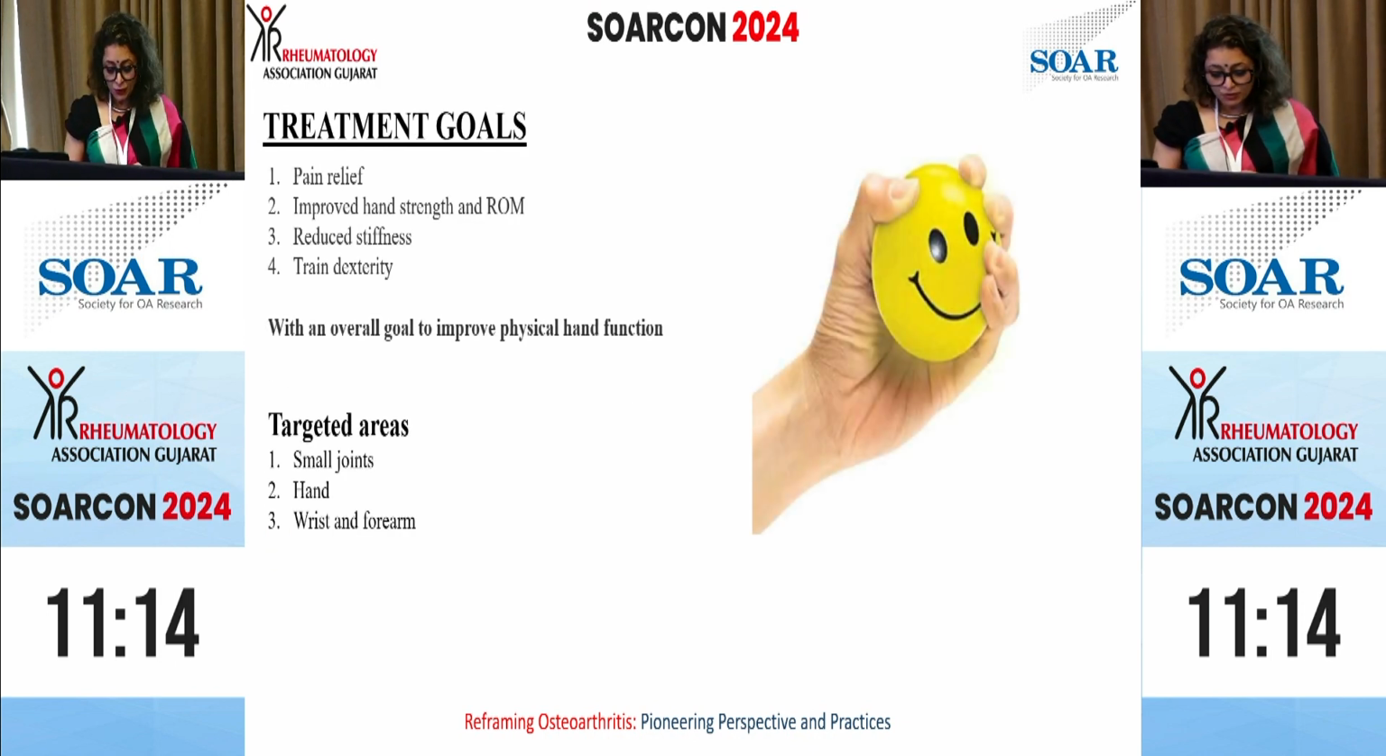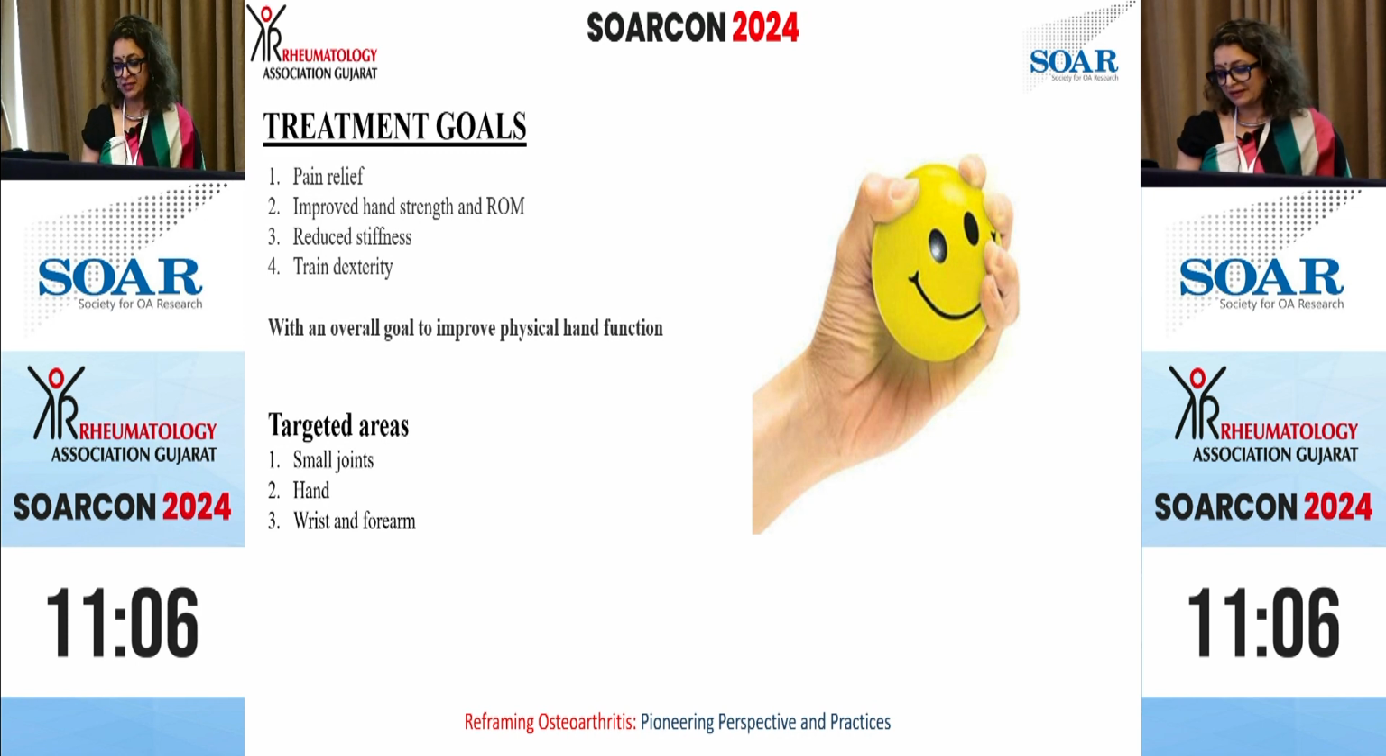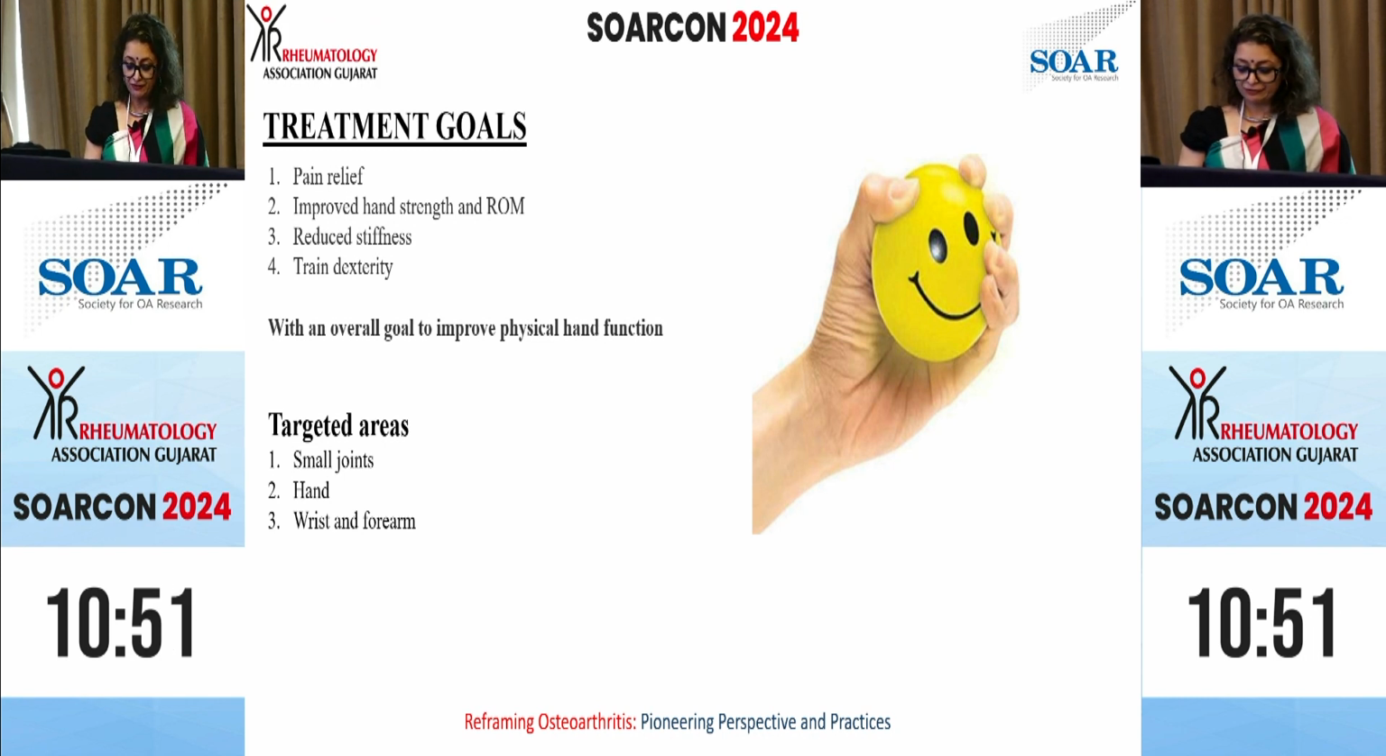The treatment goals essentially are pain relief, improved hand strength and range of motion, reduced stiffness and improvement in dexterity, with an overall goal to improve physical hand function. Treatment protocols shall be exercises, that is mobility and strengthening, manual therapy, functional training, pain relief modalities, splinting, education about the condition, importance of compliance and coping strategies with the adaptive equipment.